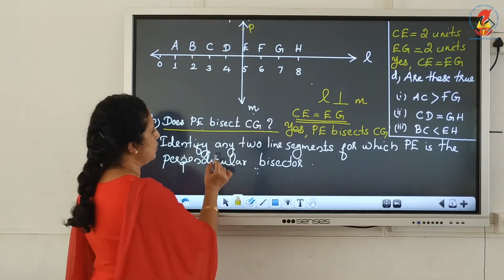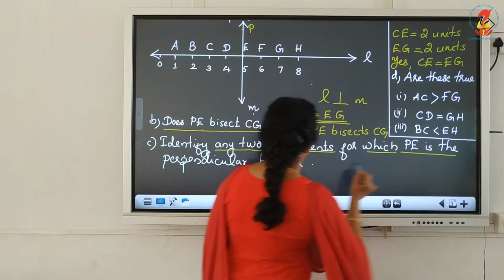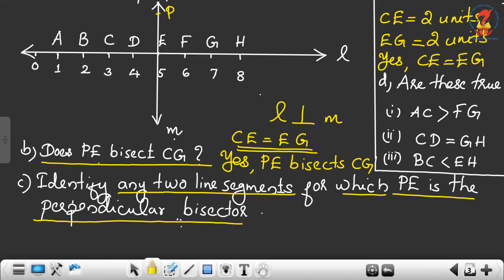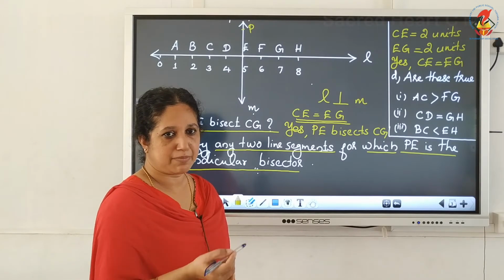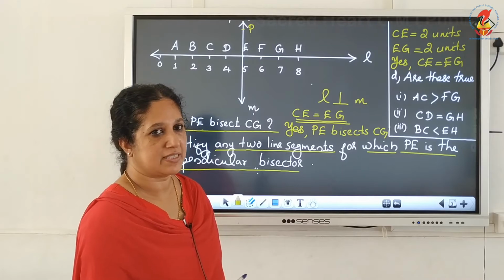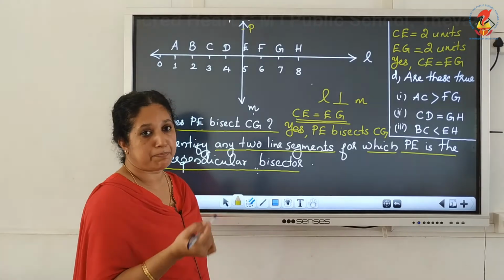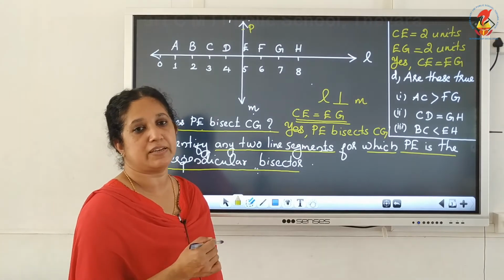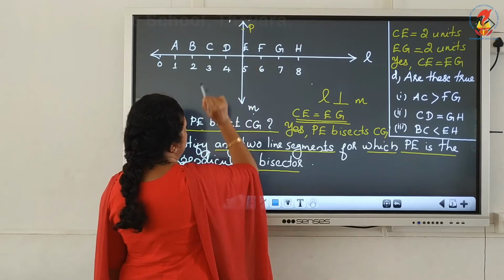Identify any two line segments for which P is the perpendicular bisector. P is perpendicular to the given line segments. So, what is meant by perpendicular bisector? The line segment or line which divides the given line segment into two equal parts, as well as is perpendicular to the given line. So, the angle formed between them is equal to 90 degrees.